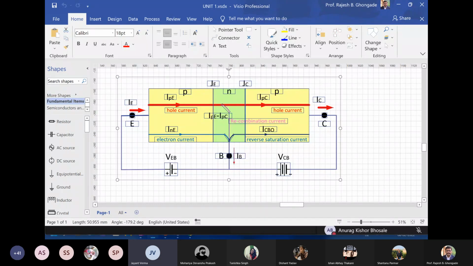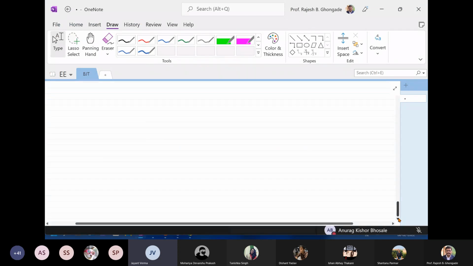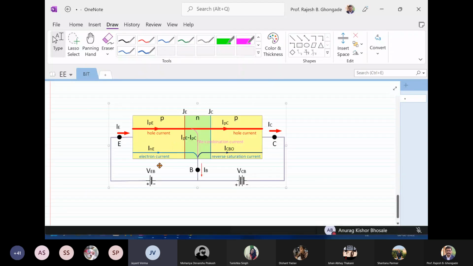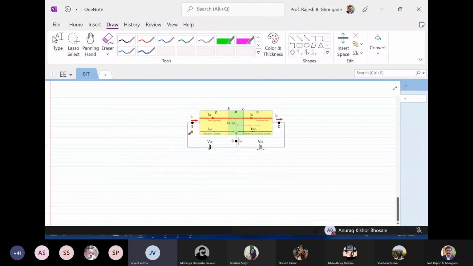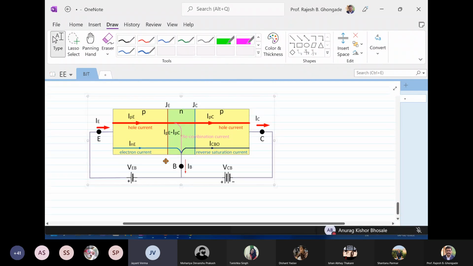Let me copy that. Okay, is this figure visible to all of you? Yes, sir. ओके. तो उसमें करंट कंपोनेंट्स कौन कौन से ये देख लेते हैं.